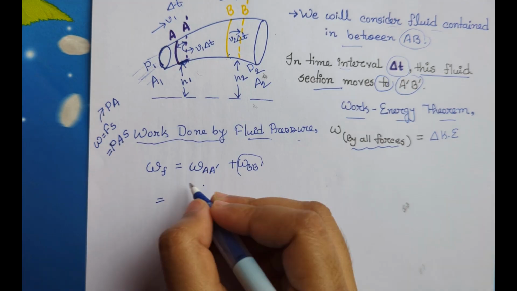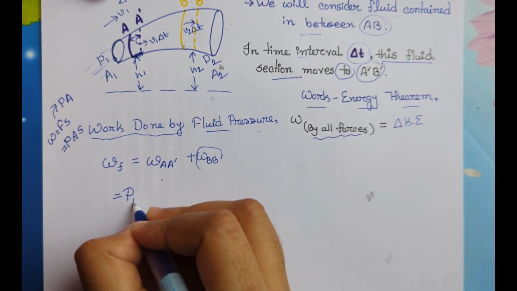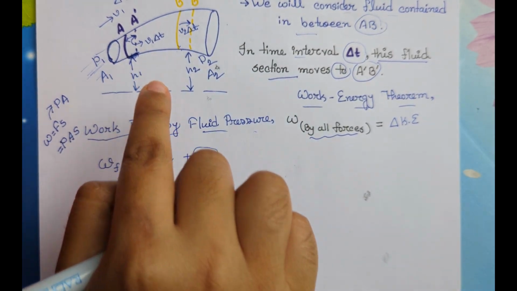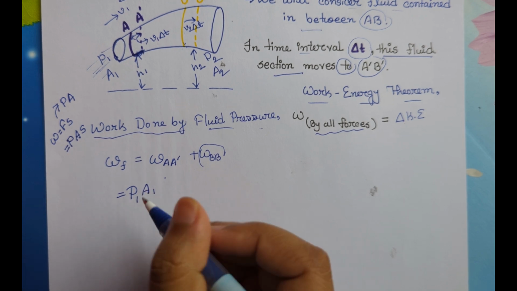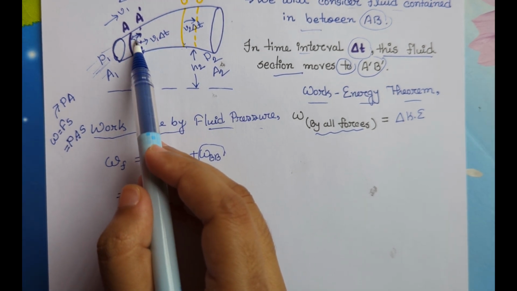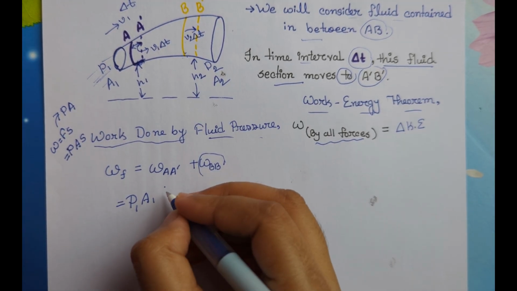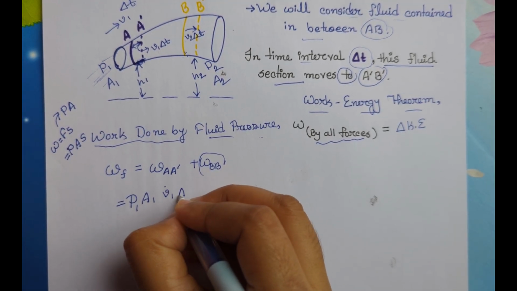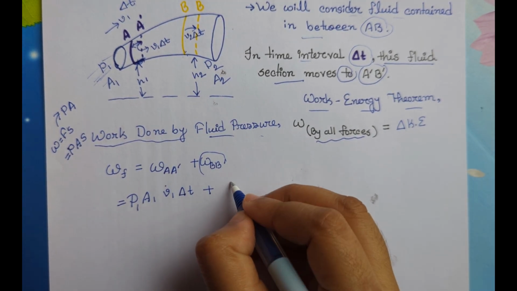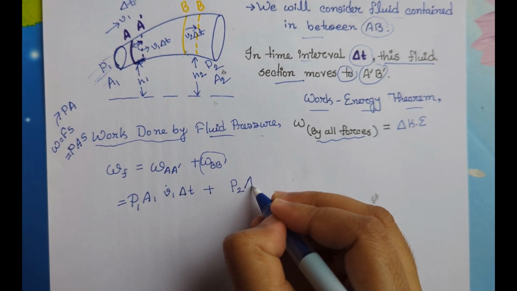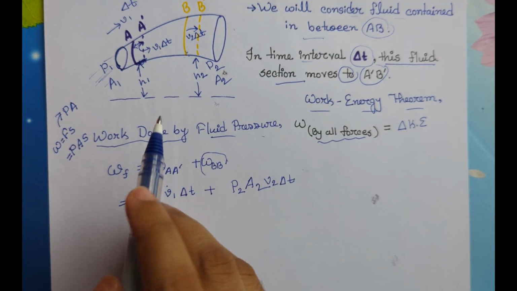So for the work done by A and A prime, here we'll write the pressure P1 for this portion. Pressure P1, this area is A1, and the distance is V1 del T. This moves from A to A prime in del T time, so this distance is considered as V1 del T. Plus for this portion, the pressure will be P2, area will be A2, and the distance will be V2 del T.